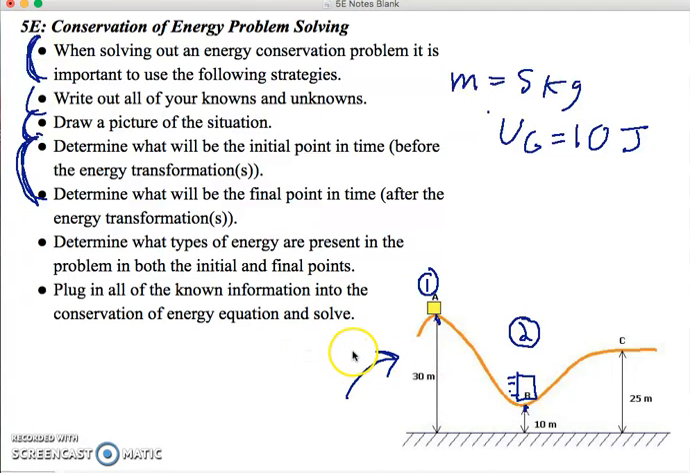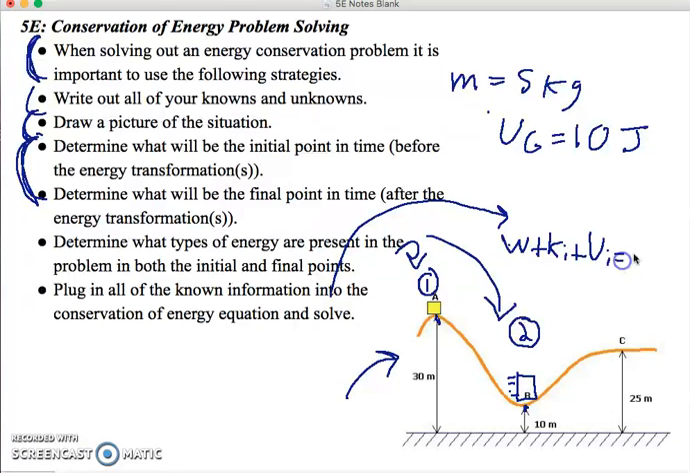The next thing is to determine what types of energy are in the problem at both the initial and final points. So what type of energy is here at the initial point, what type of energy is in the final point. And then the last thing is to plug into the conservation of energy equation and to solve. That's the idea: to write out your knowns, to draw a picture, to determine two good points in time to look at, to determine what types of energy are present, and then to plug in, just doing the math to solve for what you want to solve for.